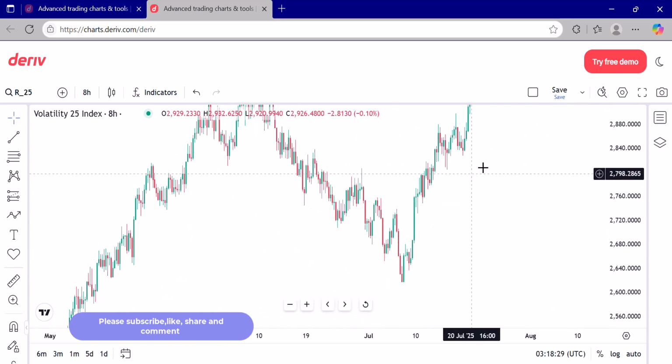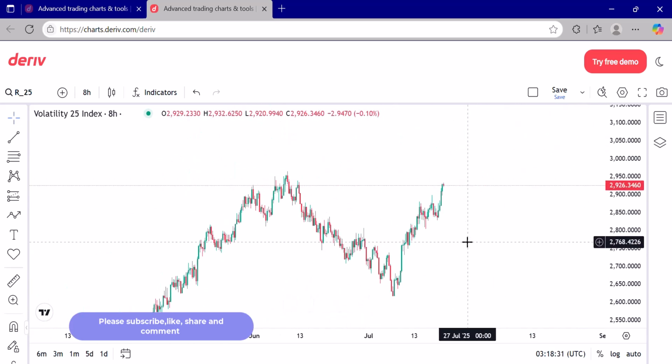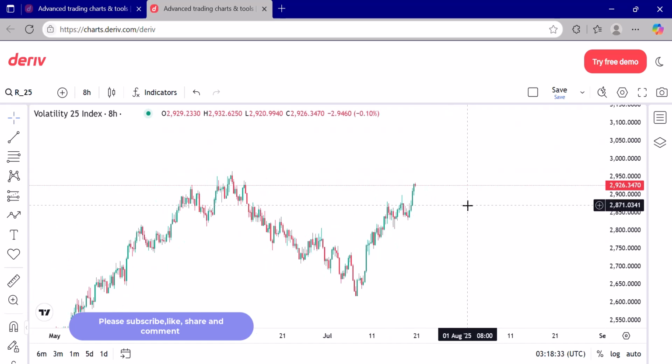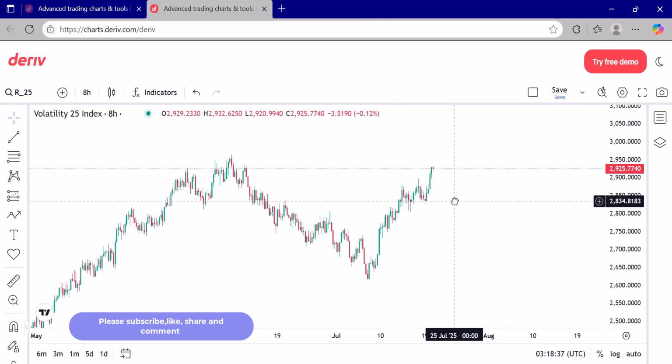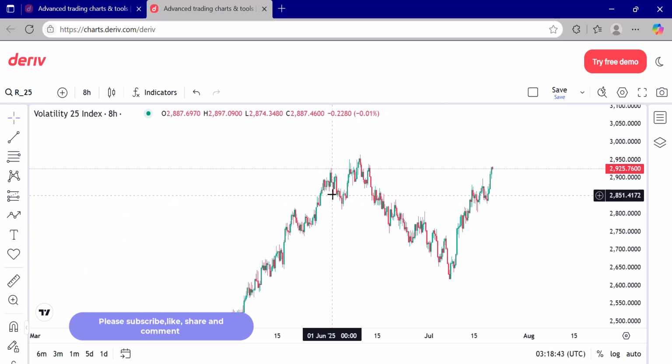In our next video, we are going to be looking at supply and demand zone, and we are going to look at order block, fair value gap, and other things, the things we look at before we place our trade. We're also going to look at entry criteria.